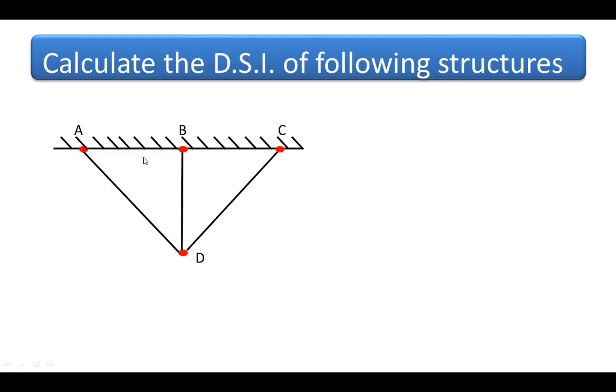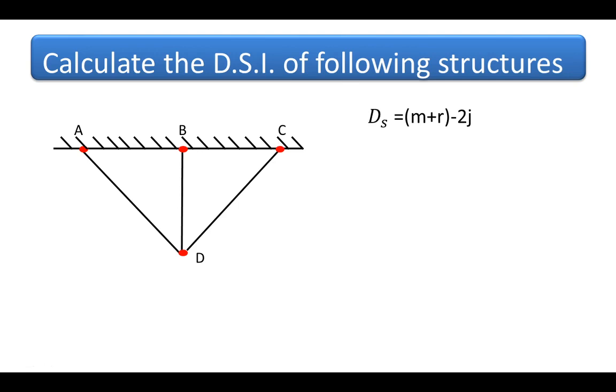Now here this is a frame, and this is a wall A, B, C, with hinges at A, B and C, and here is a member D. So these are the members joined at D: from A to D, B to D and C to D. Now here joint A, joint B and joint C are hinge supports. Here there are two reactions at each joint.